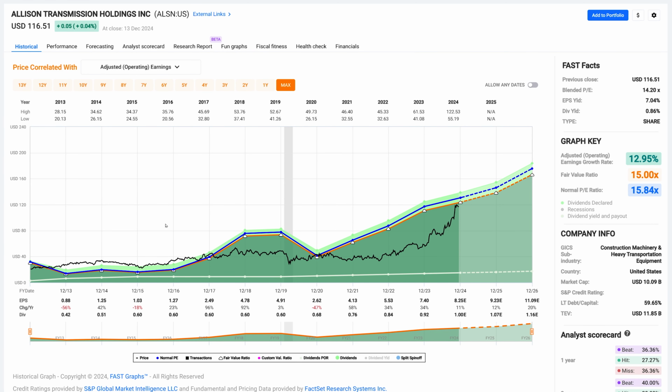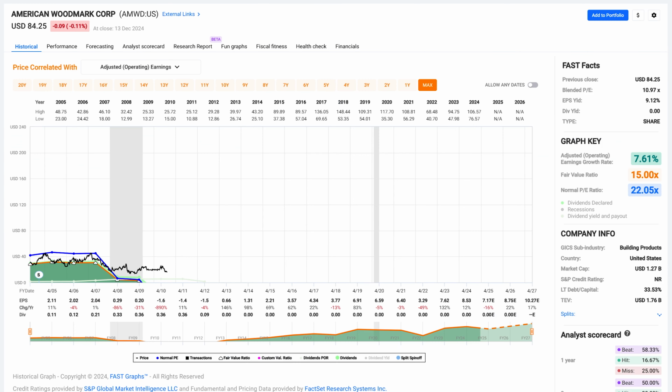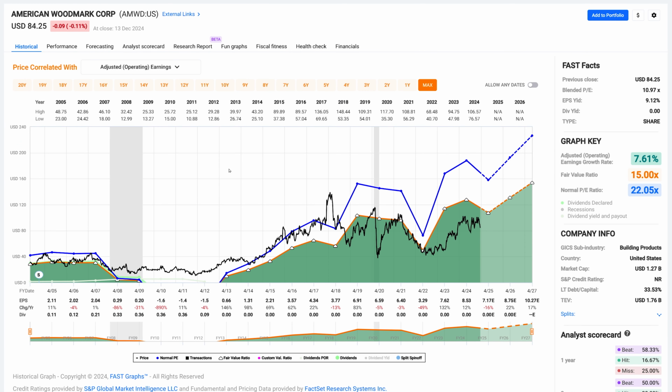So I spent a lot of time on Allison here and kind of gone through the process of looking at it. So I'm going to be a little bit more succinct with the rest of them, but let's go through the other 15 in the portfolio here. The next one I want to look at is American Woodmark. Now, the first thing I noticed, no dividend.